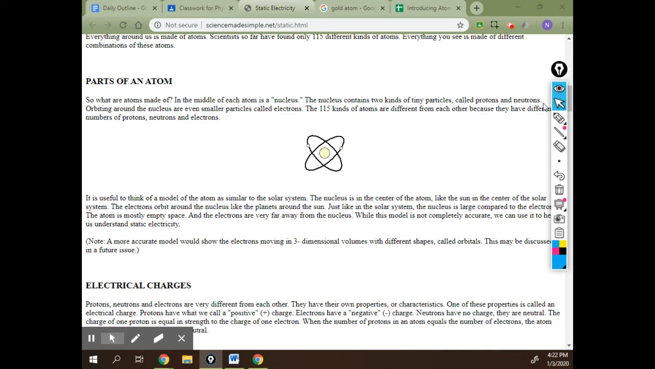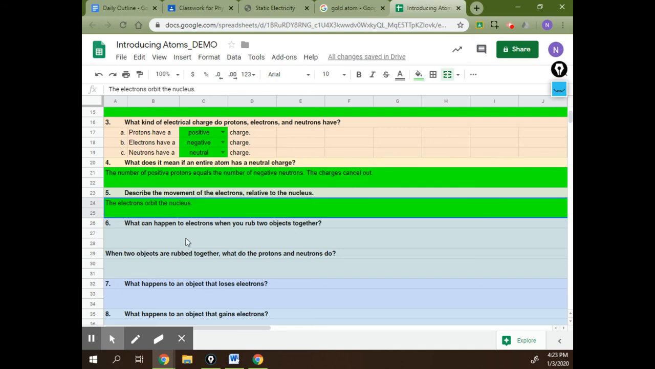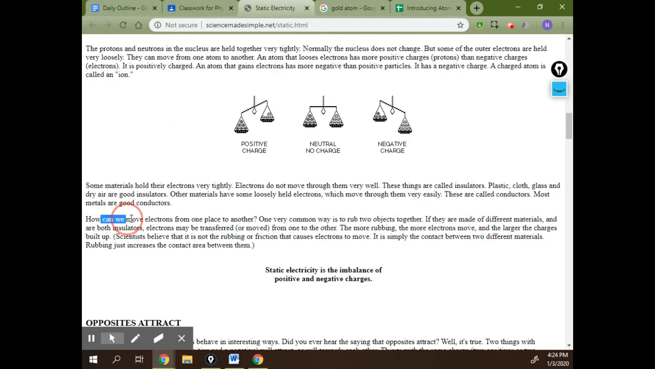For the sake of this sheet, we're just going to say the electrons orbit the nucleus because, well, that's still true. What can happen to electrons when we rub two objects together? How can we move electrons from one place to another? One very common way is to rub two objects together. If they're made of different materials and both are insulators, electrons may be transferred and moved from one object to another. The more rubbing, the more electrons move and the larger the charges build up.